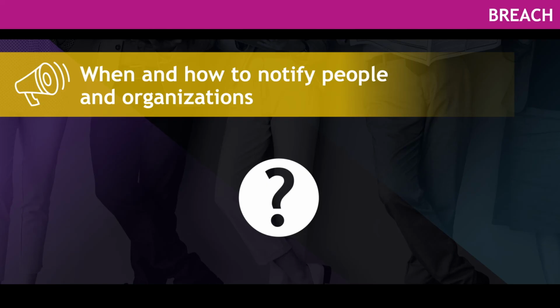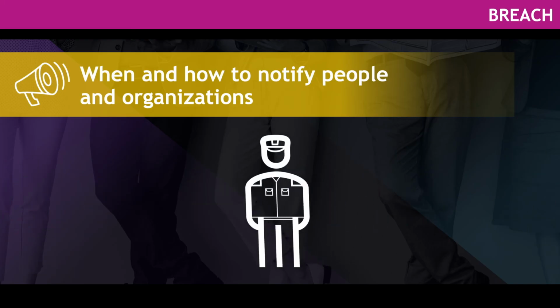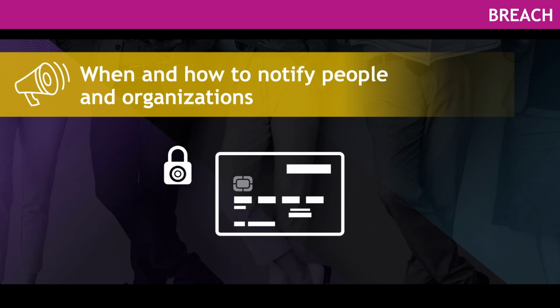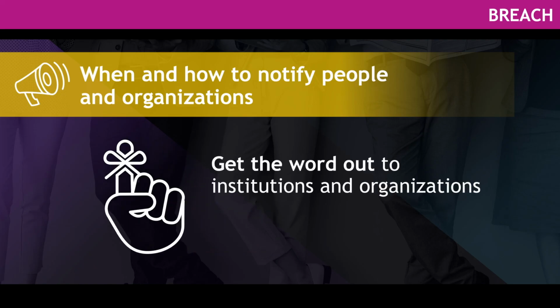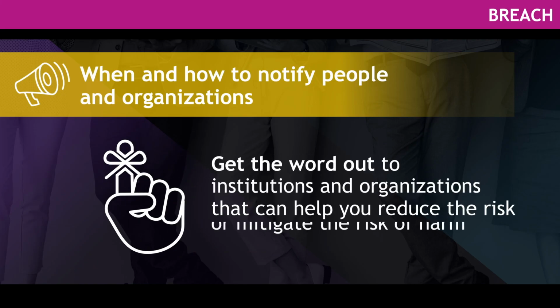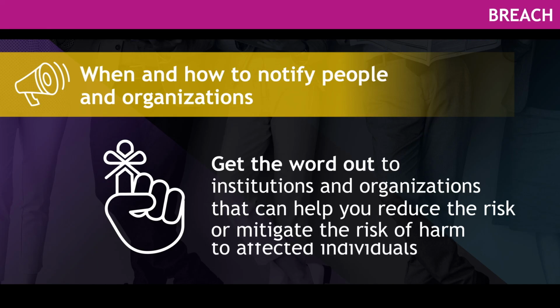Which organizations you notify depends on the circumstances of a particular breach, but some examples include notifying law enforcement in the case of a computer system attack, or letting the organization that processes your payments know that a breach of personal information has happened if it involves payment card information. The important thing to remember is to get the word out to institutions and organizations that can help you reduce the risk or mitigate the risk of harm to affected individuals.